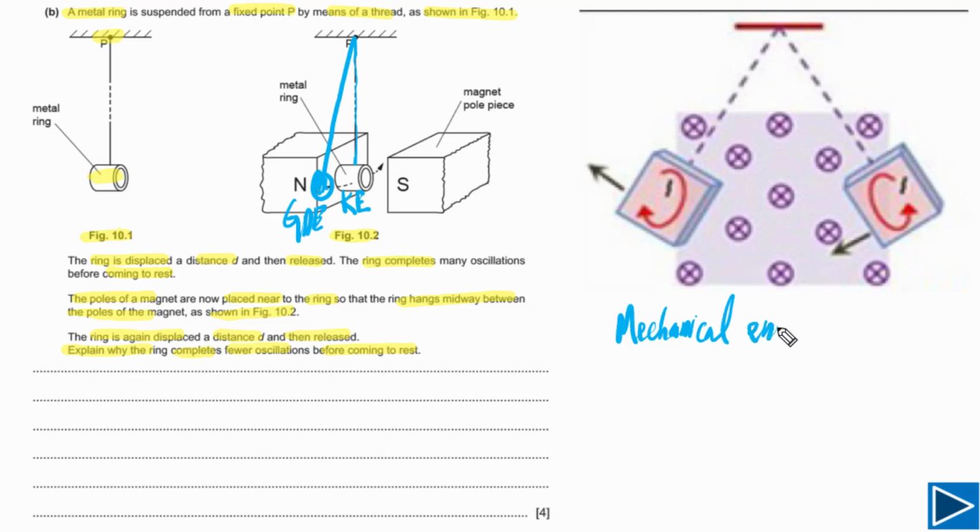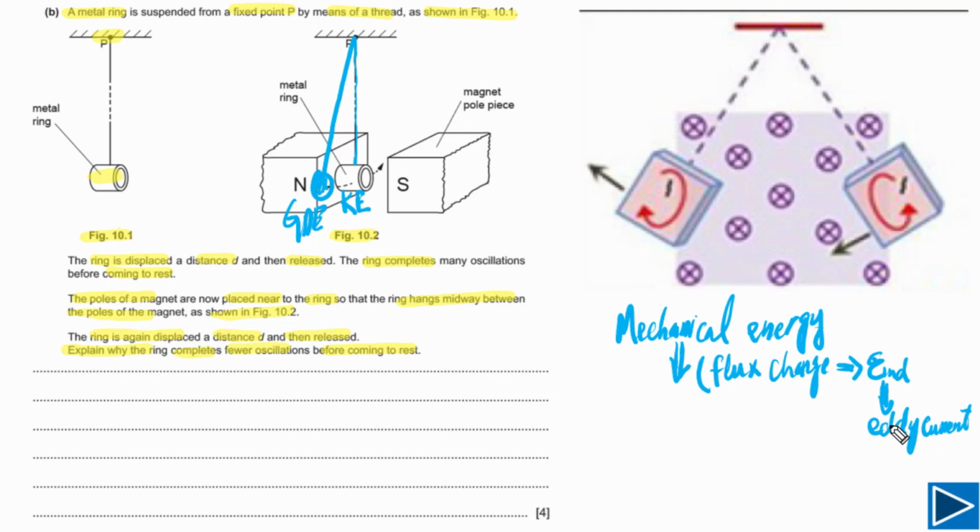First of all, when this ring cuts the magnetic field lines, it means flux will change. So simply we can write here: flux change. When the flux changes, EMF will be induced in this ring, or we can say in this conductor. When EMF is induced, there will also be induced current, or simply we can say eddy currents will be produced. When eddy currents are produced, it simply means that the mechanical energy has been converted into electrical energy. So we can write: mechanical energy will be converted into electrical energy.